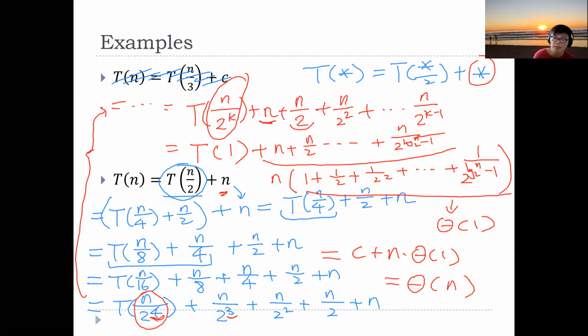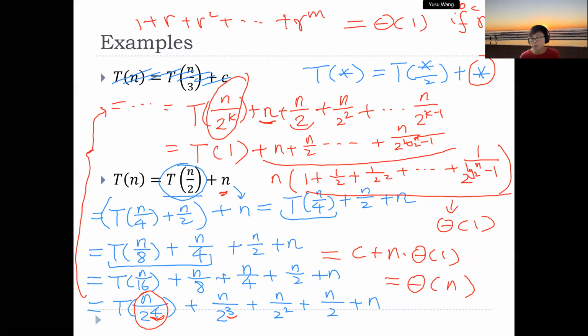Again, geometric series, 1 plus r plus r squared all the way to any m. We know that this is a constant if r is smaller than 1 and bigger than 0.